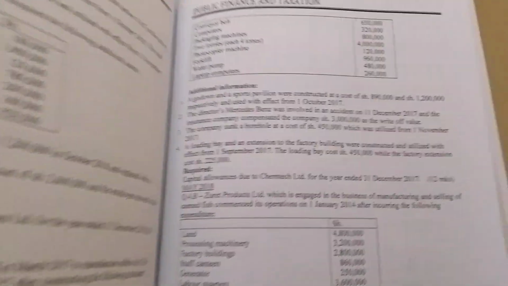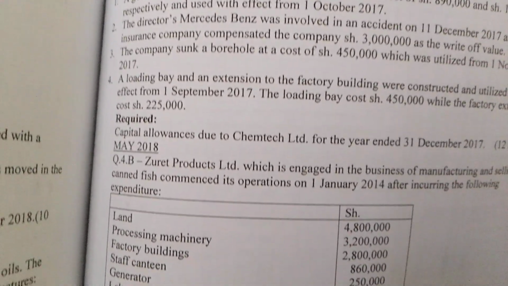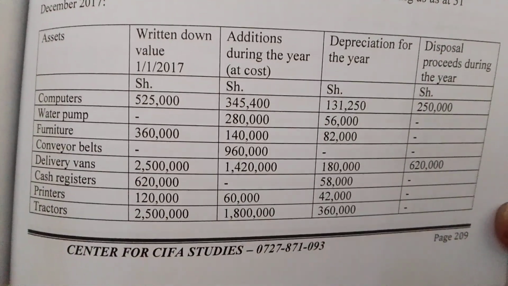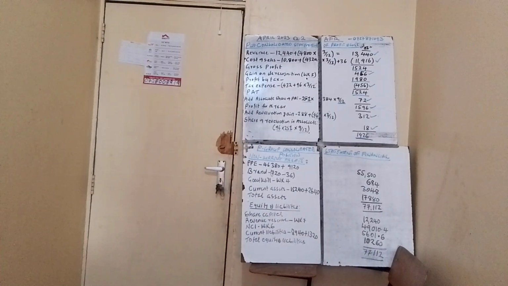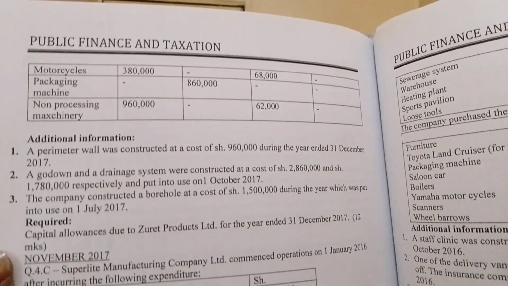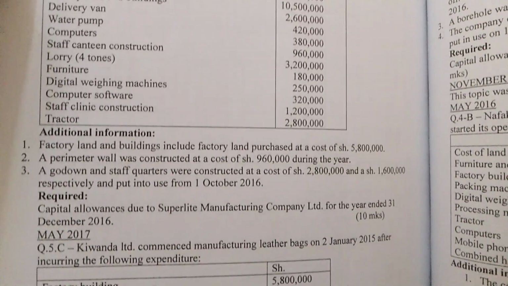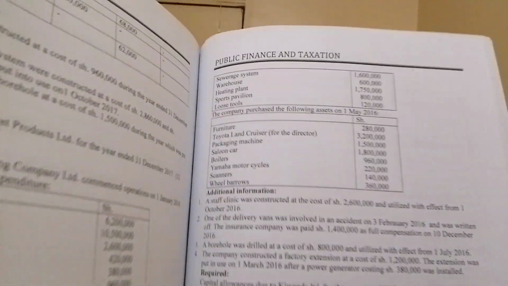If you want the solutions, you can just call me. You ask whether I have the answers for you, including other CPA and CIFA past papers. We still have questions and answers for CIFA and ATD. November 2017, you can just try that. May 2017, Kiwanda Limited goes on the other side.